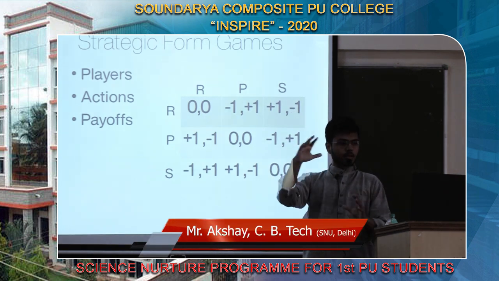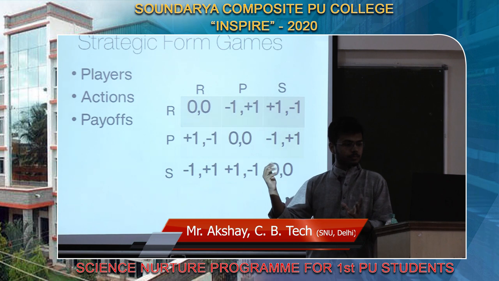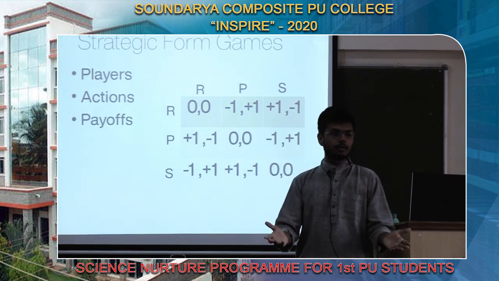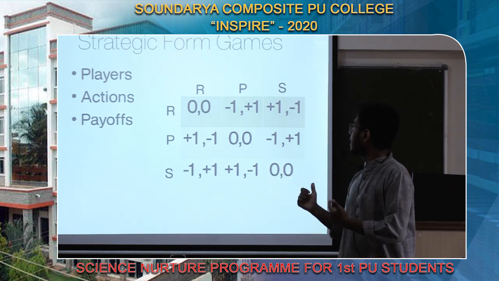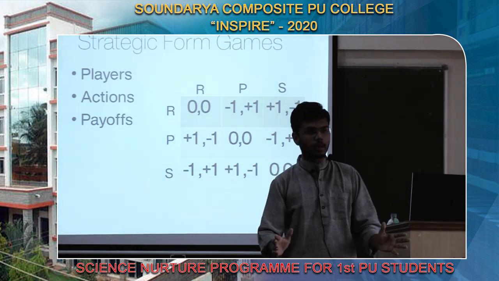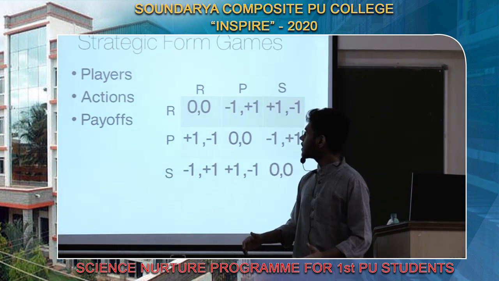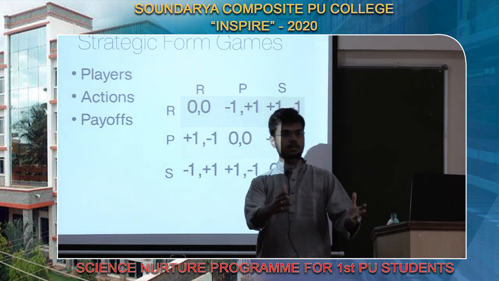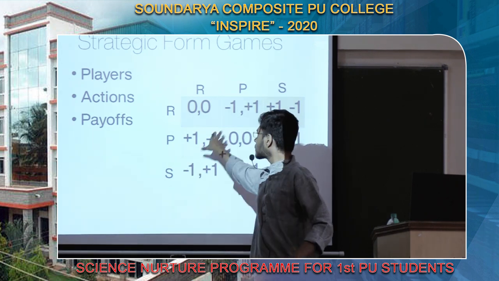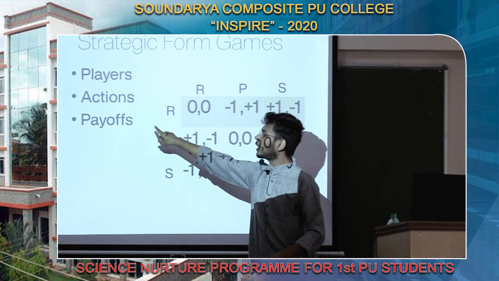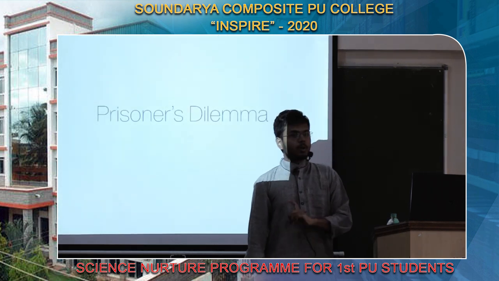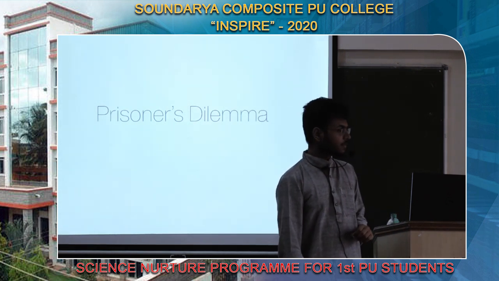So this matrix of utilities models the game. This is a model of game theory. This precisely is what is called a strategic form game. A strategic form game is a model which has players, and players have actions, and when these actions are played, there are outcomes in the game, and each outcome has payoffs for each player. So we look at an interesting strategic form game called Prisoner's Dilemma.